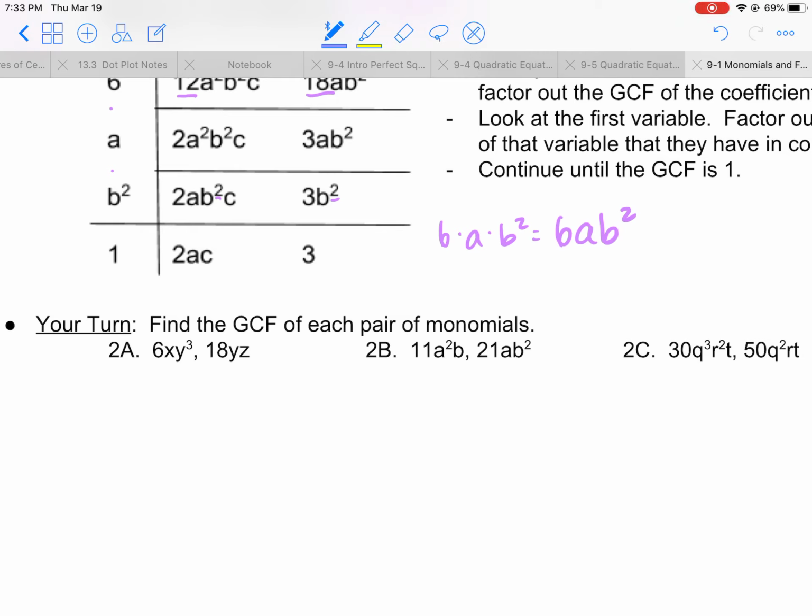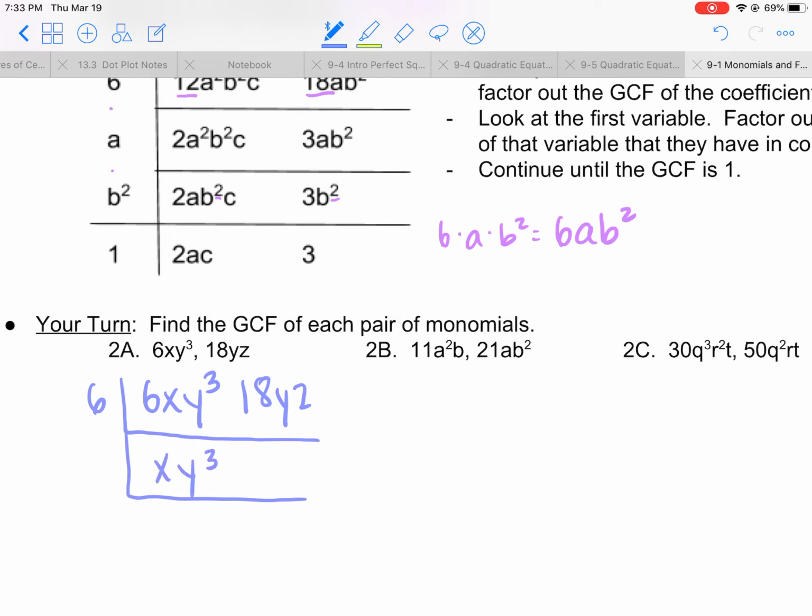So, 6xy cubed, 18yz. Here, I'm going to pull out a 6, and then I'm left with xy cubed y squared. Oops, no, that's a z.